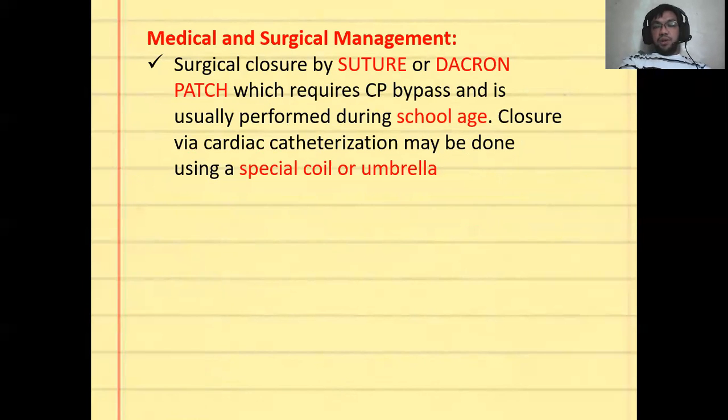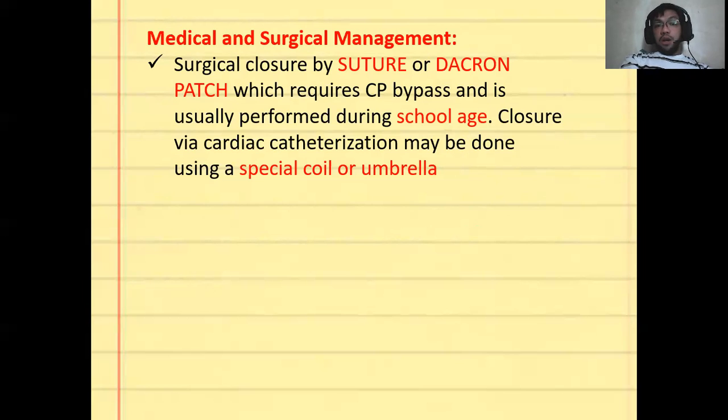Again, the surgical procedure that is done here is through applying a Dacron patch, or suturing if it's just small. And it will require cardiopulmonary bypass because this is an open heart surgery. CP bypass is going to be done. Cardiopulmonary bypass is where the body's oxygenated by a machine instead of the lungs due to this operation, and it is usually performed during school age. But in her case, it was done during her college years.